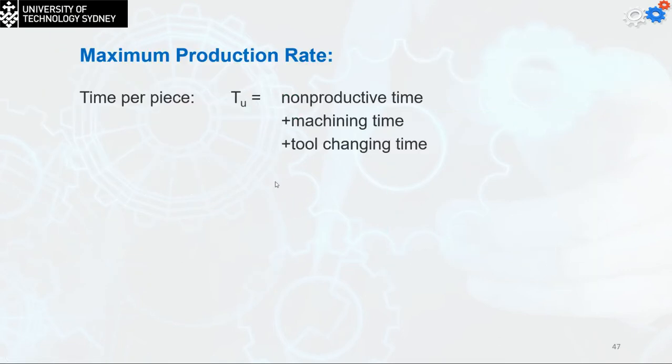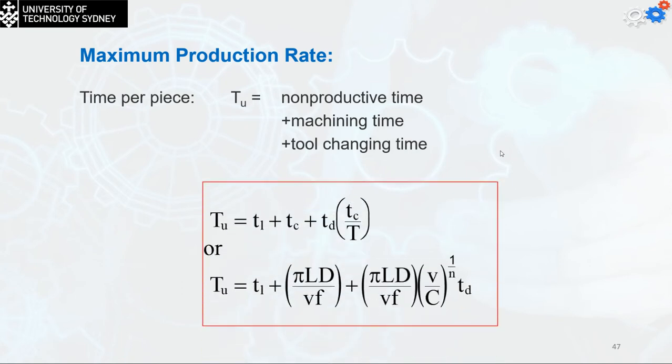Now, the maximum production rate. The time per piece is going to be equal to the non-productive time plus the machining time plus the tool changing time. And if I write that down using the parameters we defined earlier, it's going to be written as follows: TL plus TC plus TD multiplied by the ratio of TC over the total tool life. Or we can replace the value for TC in this equation, and we're going to get the following equation.